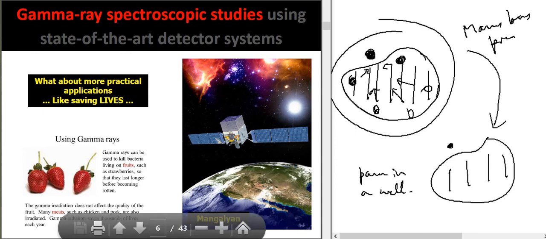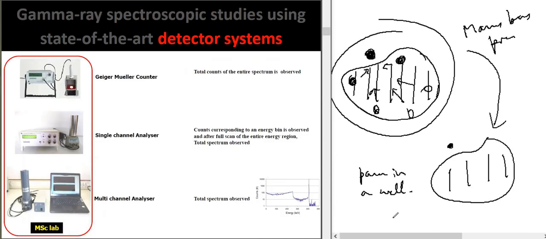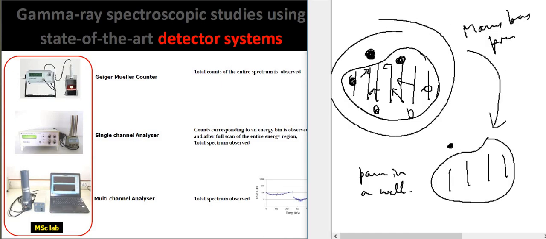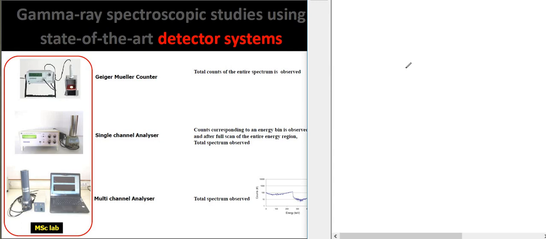Okay, so finally, here we go to our MSc lab, and what you see here is the following. We have our famous GM counter, right? So the first is the GM counter, and what do we do? Basically, we observe the total counts of the entire spectrum. This is one of the most basic experiments in the MSc lab.